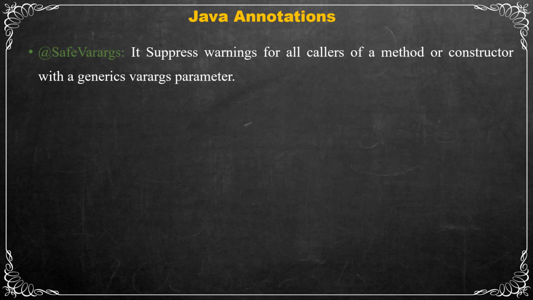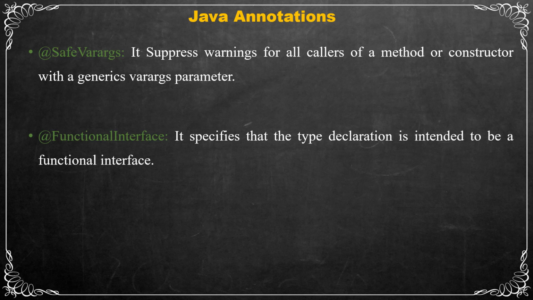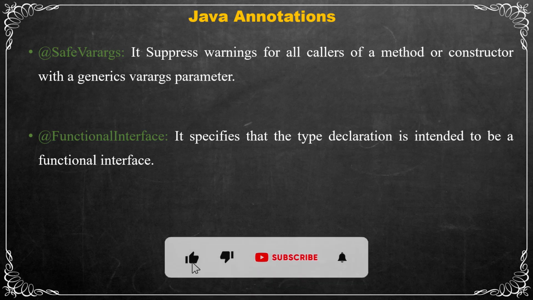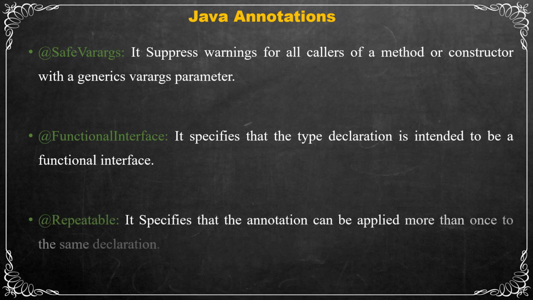Safe varargs annotation suppresses warnings for all callers of a method or constructor with a generic varargs parameter. Functional interface annotation specifies that the type declaration is intended to be a functional interface. Repeatable annotation specifies that the annotation can be applied more than once to the same declaration.